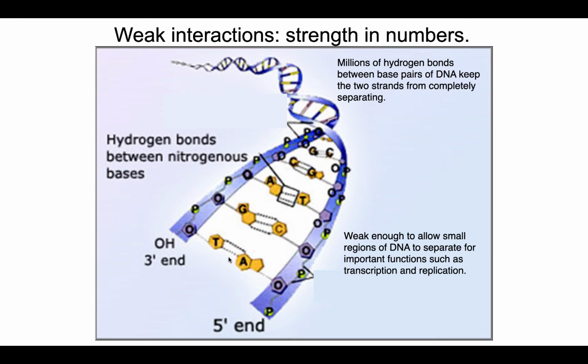But because each individual weak interaction is weak, there are regions of DNA that can separate. Okay, not the whole giant molecule, but just regions. And this ability to separate strands of DNA in different regions is important for activities like transcription and DNA replication. So weak interactions are absolutely essential for biology.